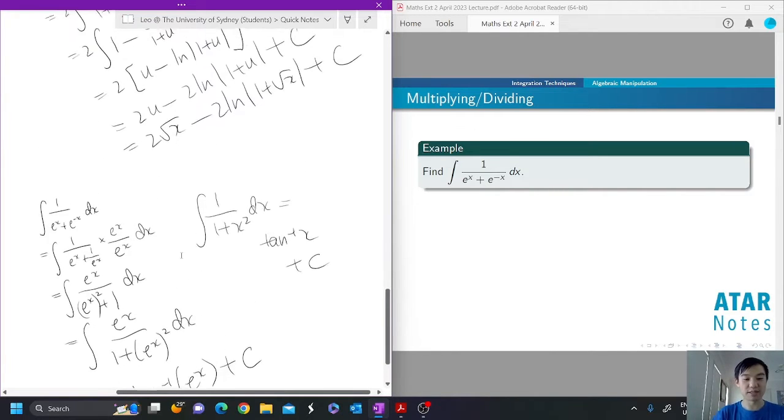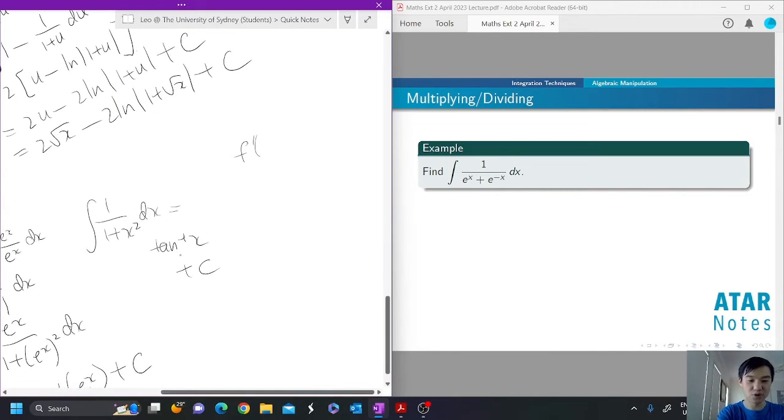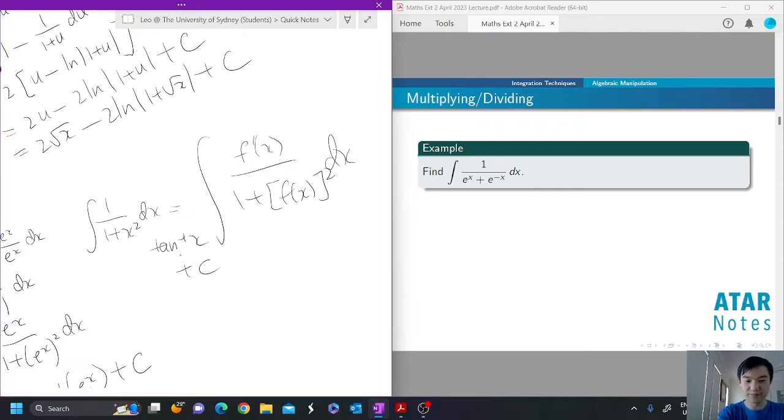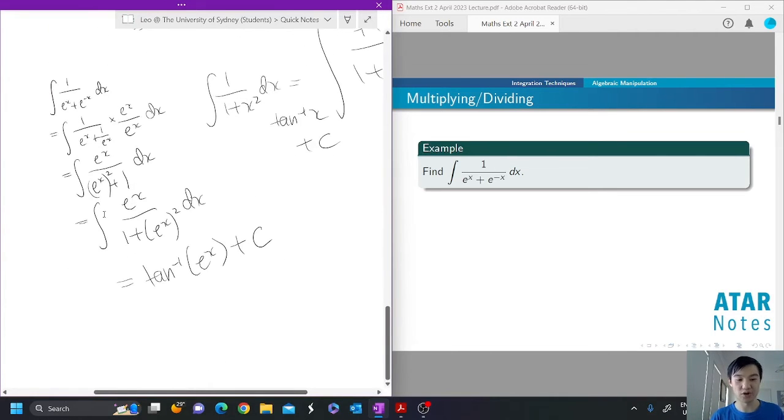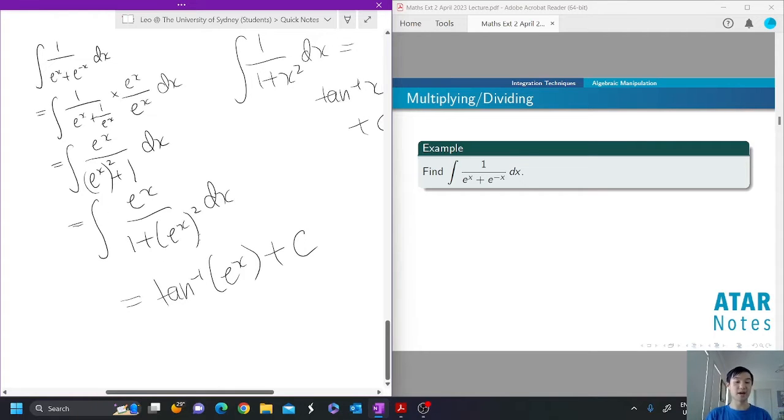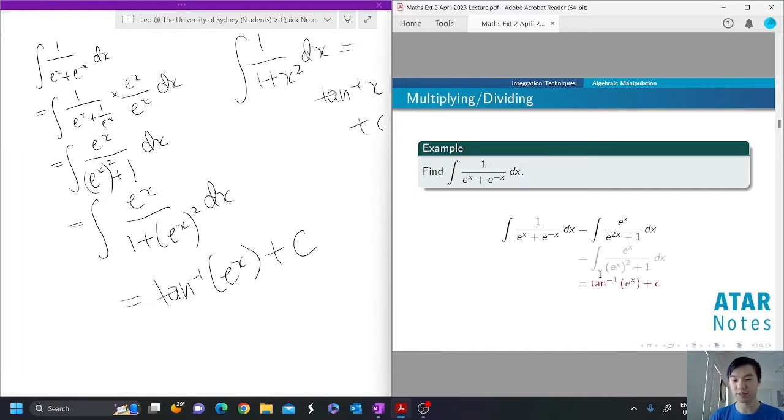This works because it was in the form that's given to you on the reference sheet, where you have 1 plus f of x squared with the derivative already multiplied on the outside. So you can see we got this through algebraic manipulation and then a recognition of the inverse trig result. So it's going to be inverse tan e to the power of x plus c.